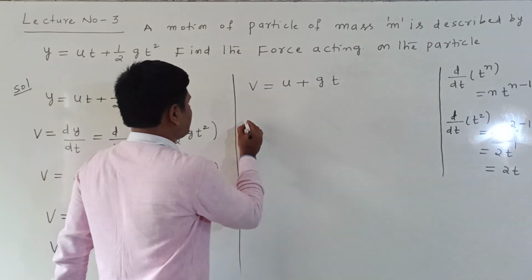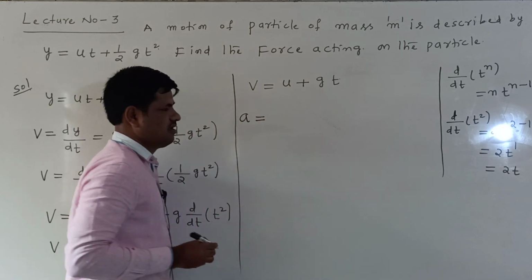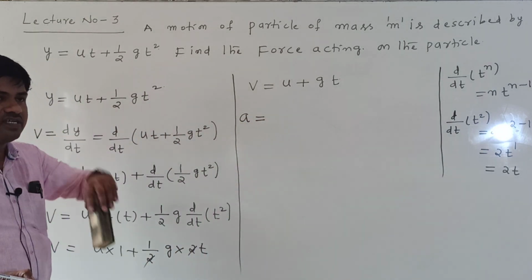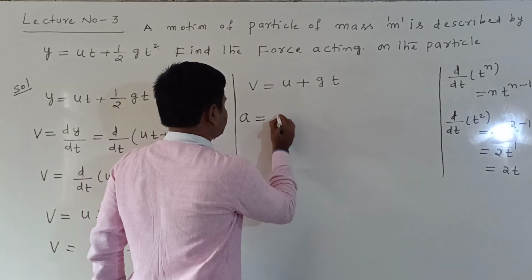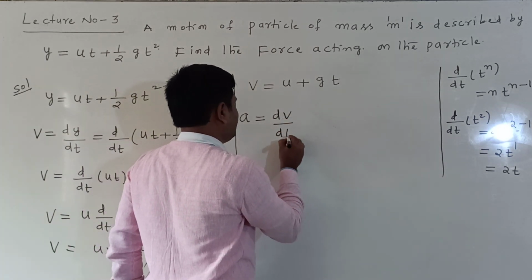Next we find the acceleration. How do we find the acceleration? Acceleration is equal to the rate of change of velocity, which can be written as a equal to dv by dt.